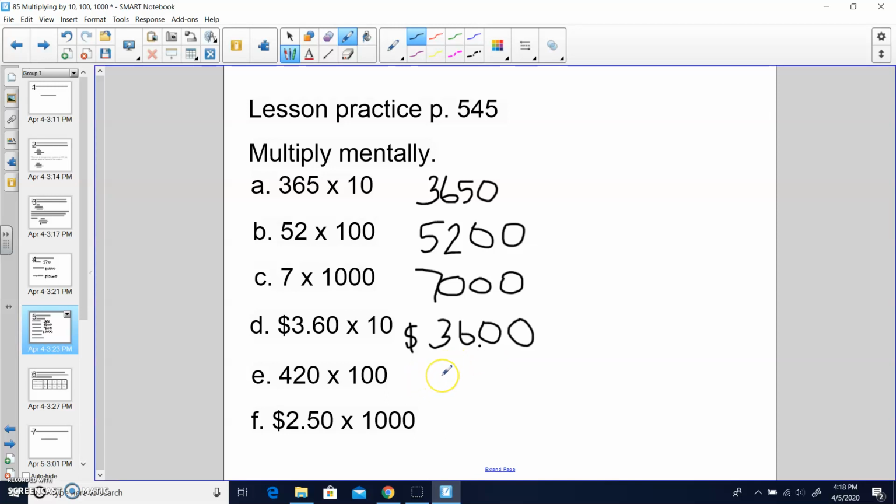420 times 100. So I'm going to start by writing my 420. I'm multiplying it by 100, which has 2 zeros, so I'm going to add 2 more zeros to this number. Okay, and I have a lot of digits here, more than 4, so I'm going to count from the right side and count over 3 and put a comma. So 1, 2, 3, put my comma. And that comma is 1,000, so 42,000.